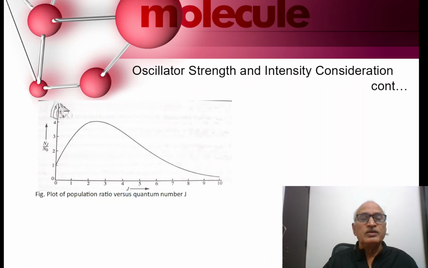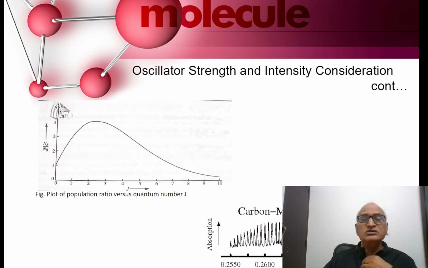You see, here a plot has been given. Again, this plot I have taken from my own book of spectrometry. On the vertical axis, we have Nj by N0. Along the horizontal axis, we have the quantum number. You see, the graph shows a maxima somewhere, and the maxima can be calculated using the equation given above.